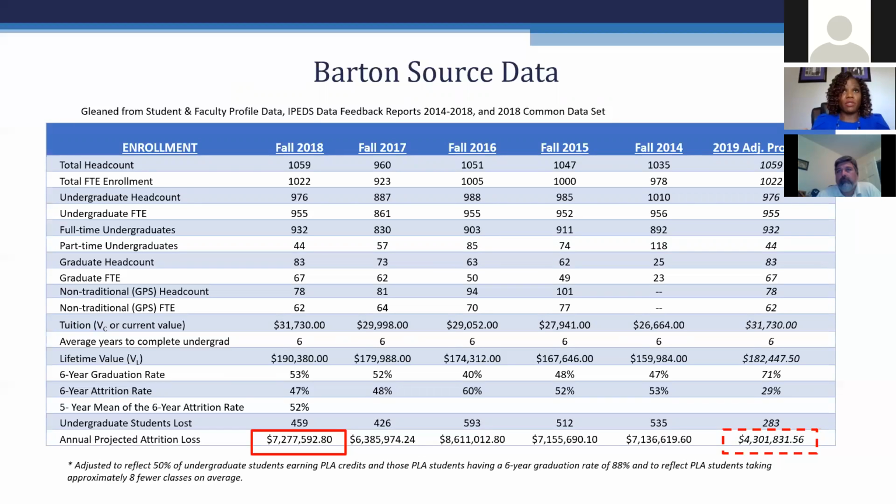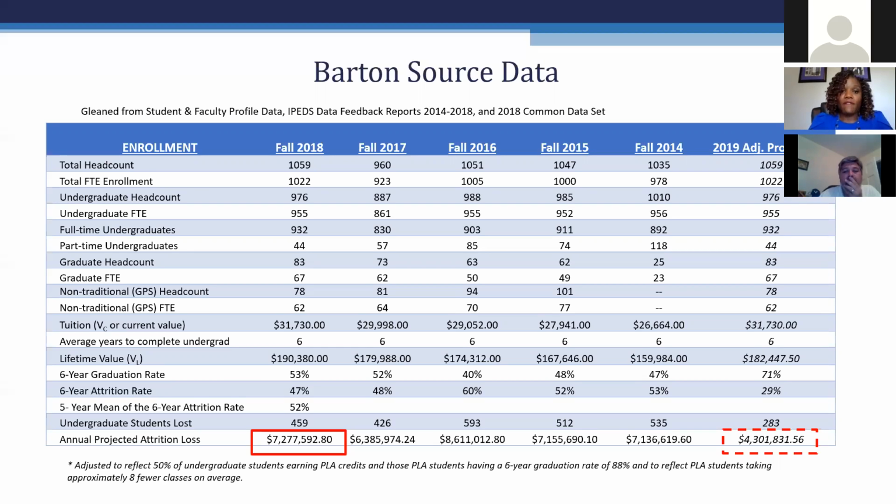So, a little description about Barton. Barton is a very tiny private college in rural eastern North Carolina. It has about 1,000 students, so Barton was a little smaller than my high school. Nonetheless, they had at the time about a 6-year graduation rate of about 53%. And when we calculate the attrition rate with the lifetime value, that tuition revenue that they could be getting, they were having an attrition loss of almost $7.3 million.